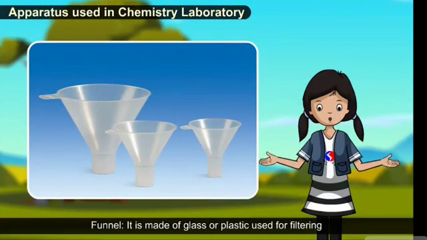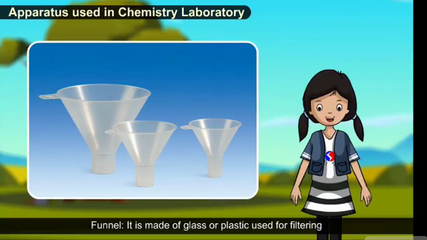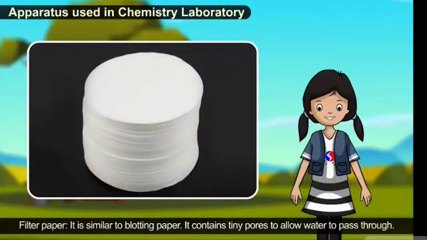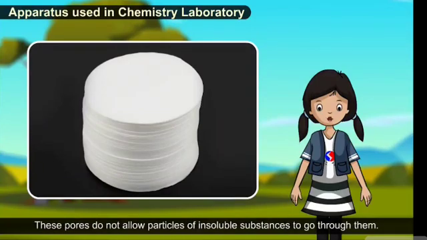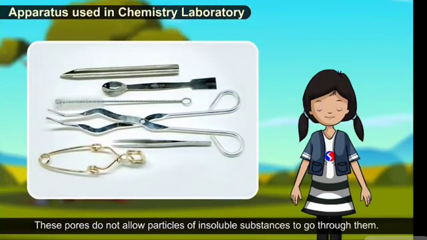Funnel. It is made of glass or plastic used for filtering liquids and pouring liquids from one vessel to another. Filter paper. It is similar to blotting paper. It contains tiny pores to allow water to pass through. These pores do not allow particles of insoluble substances to go through them.